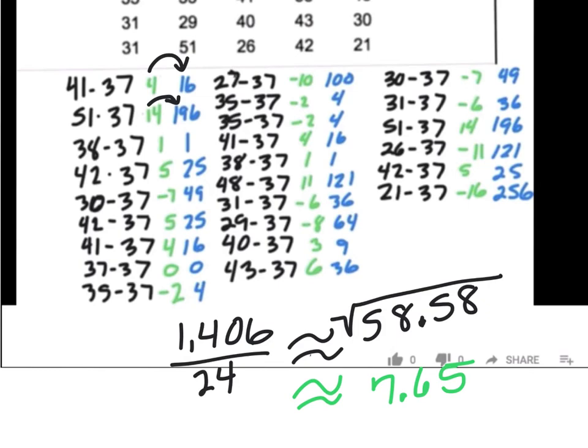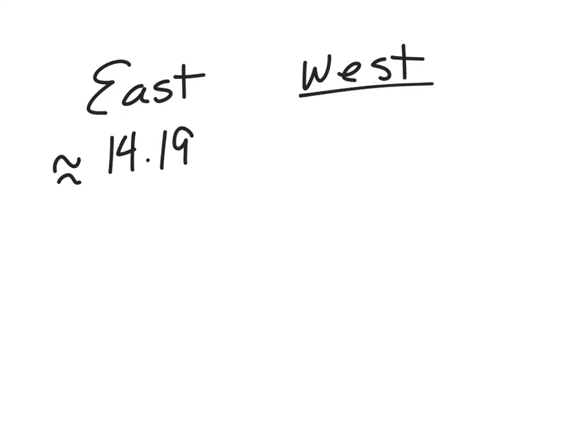My standard deviation for the West store, actually, because I know we're visual, I don't know why I'm just trying to rattle this off. Let me bring up a blank screen here. Okay, so my standard deviation for the East store was 14.19 approximately, because again, we used some rounding. My standard deviation for the West store was 7.65 approximately.